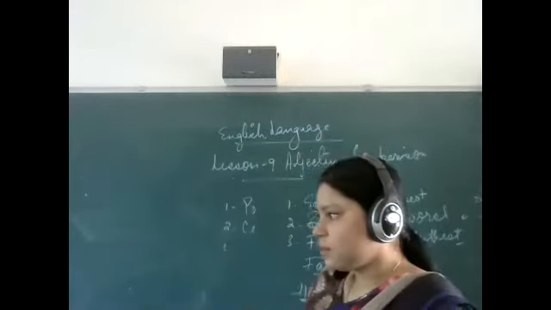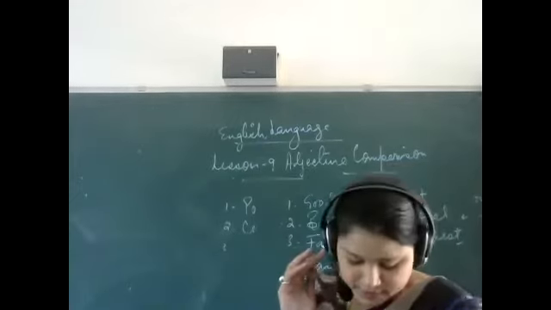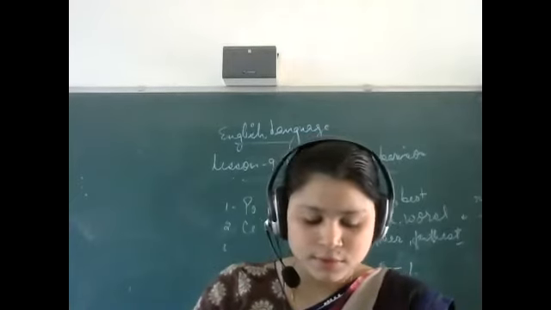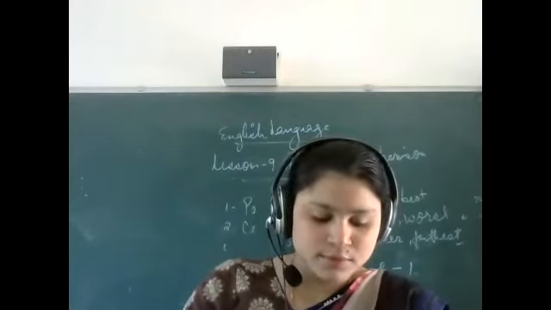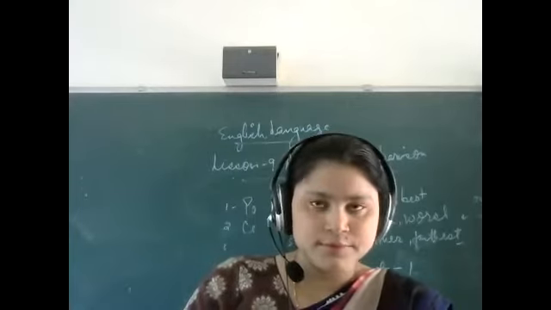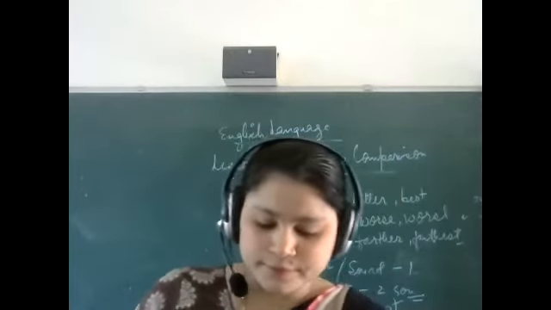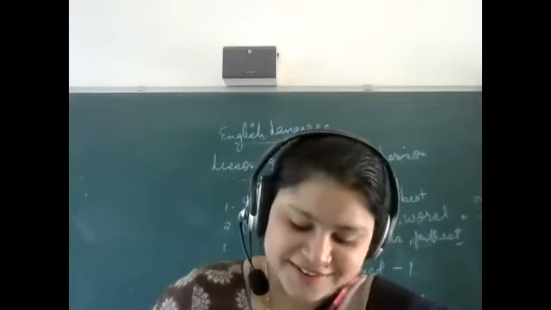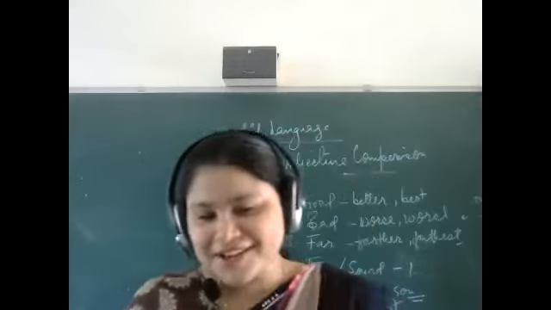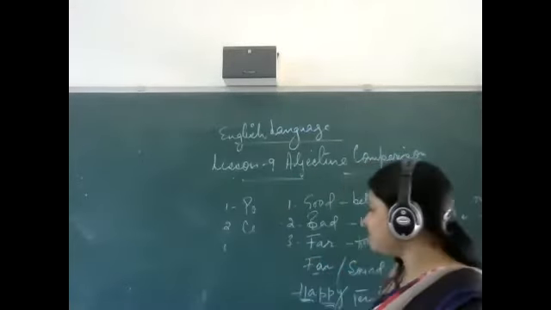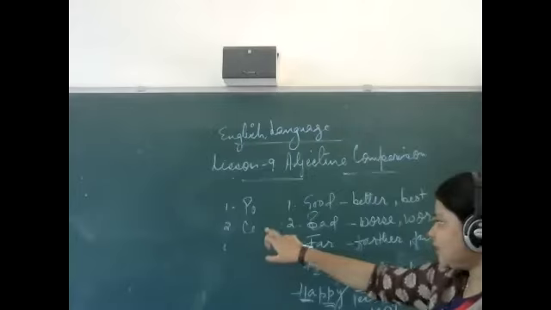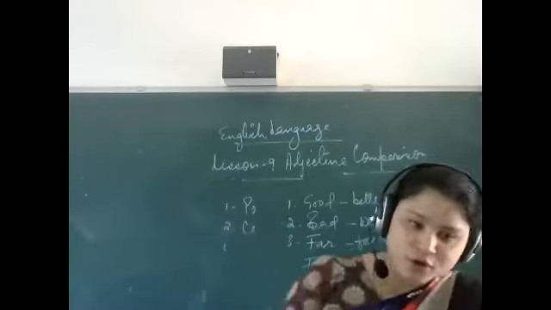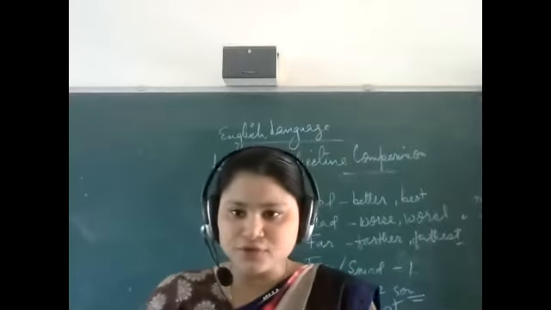Ma'am, I have one more doubt. If we are joining words like junior, senior, or superior, when do we use "to" and when do we use "most"? Junior is used when you are making a comparison between two or more things, or two or more persons. Then you have to use junior.